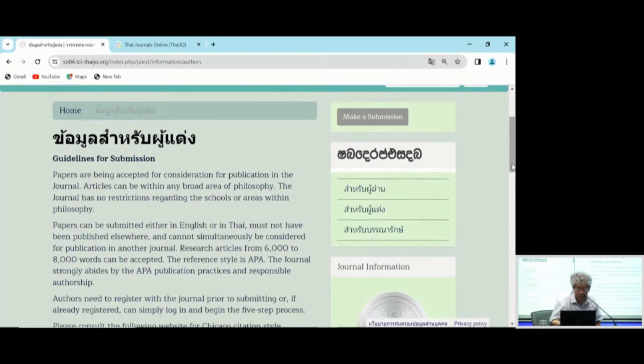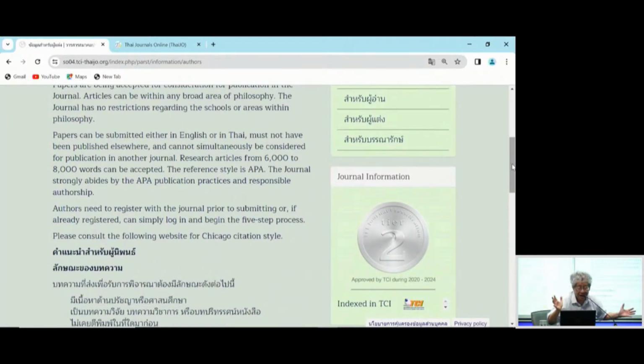And then you need to register, create an account with the journal before you are able to submit your article. And this is the old one. I forgot to change this. Our current citation style is APA, not Chicago anymore. We changed it, so I have to edit this out.